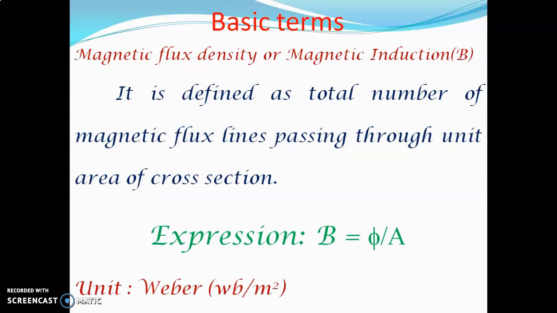Next is magnetic induction. It is the same thing, but it is the total number of magnetic flux lines passing through a unit cross section. Magnetic induction B is equal to phi by A. Magnetic flux is phi and magnetic induction is phi by A. So what is magnetic induction? It is the total number of magnetic flux lines passing through a unit area. The unit for magnetic induction is Weber per meter squared. The unit for magnetic flux is Weber.